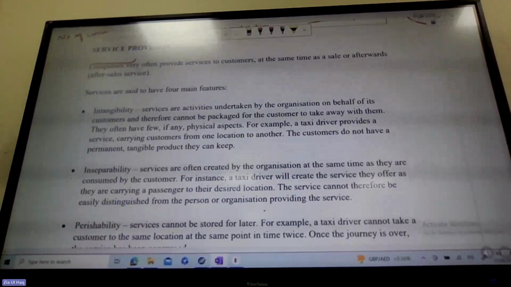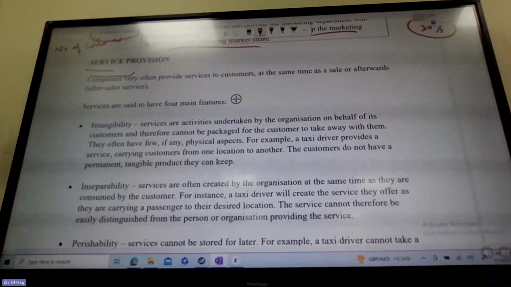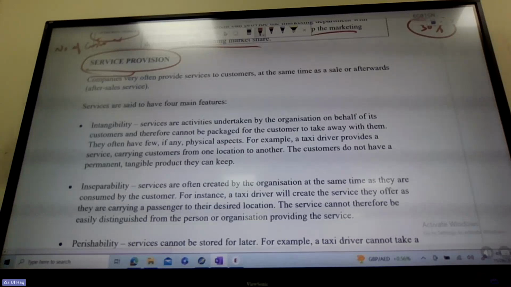Now we are moving towards service provision. Some organizations do not sell products, they sell services, like accountancy firms, insurance companies, the banking sector, the health sector, and educational institutes. They produce and sell services rather than products.